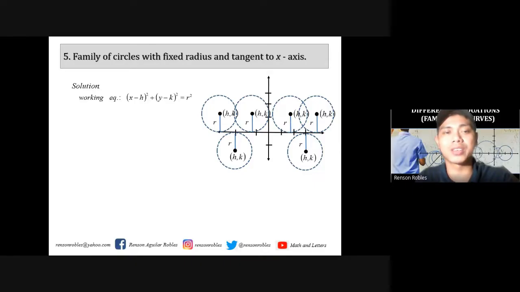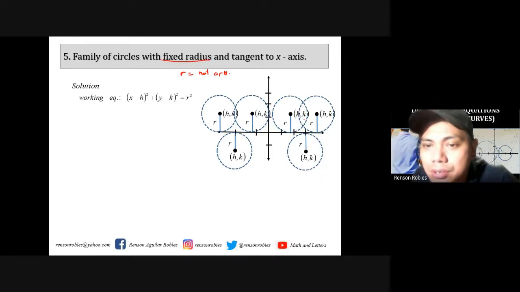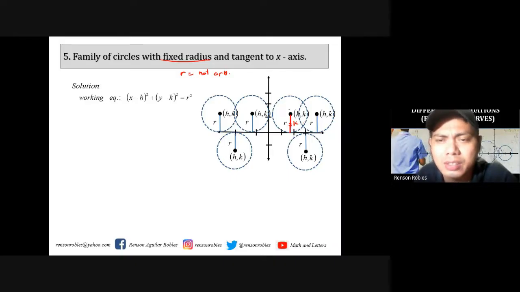That's (x − h)² + (y − k)² = r². However, we shall identify which of these should be an arbitrary constant. We can say that r is not arbitrary because it's a fixed radius. However, when we examine the characteristics of the circles, since they are tangent to the x-axis, it follows that the radius is also equal to k, right?